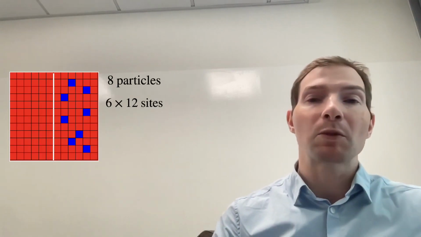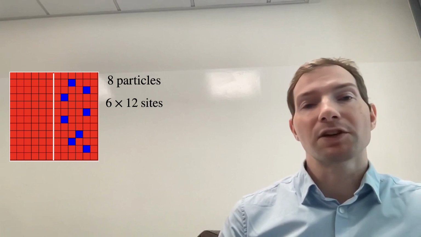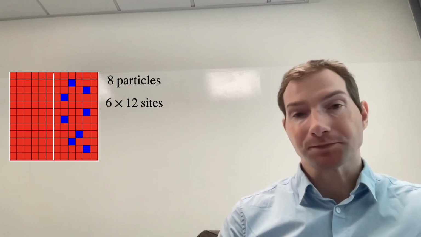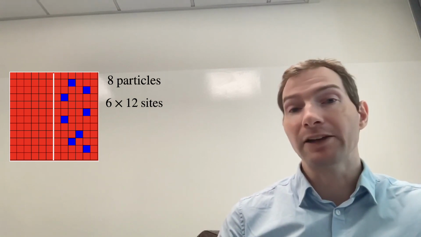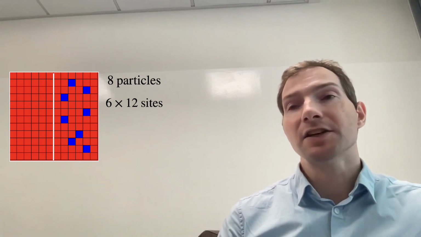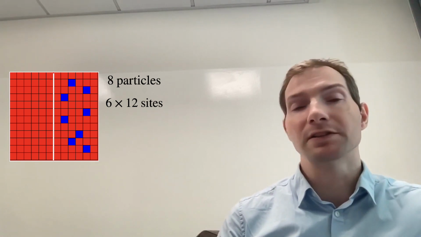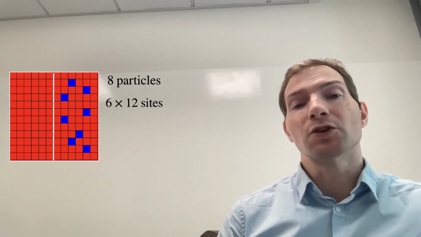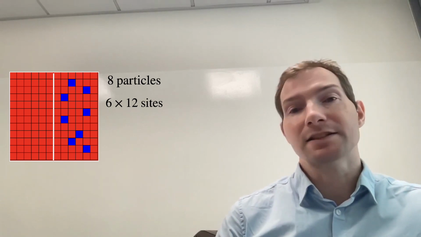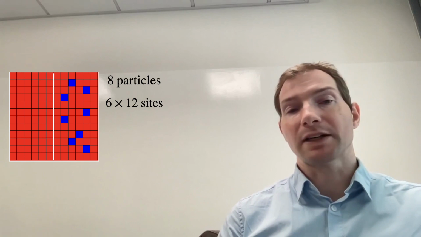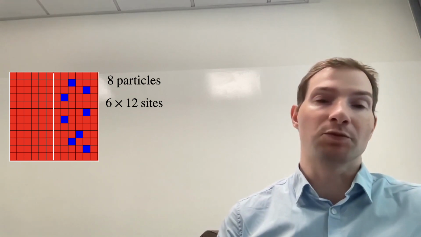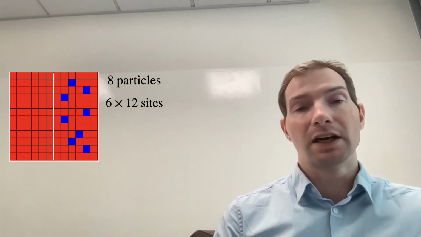So let's say, for example, that you imagine a system of 8 particles, and instead of moving continuously in space, they are bound to move on a grid. And you're going to simply count the number of states of your system by counting how many ways you've got to put the particles on the grid.